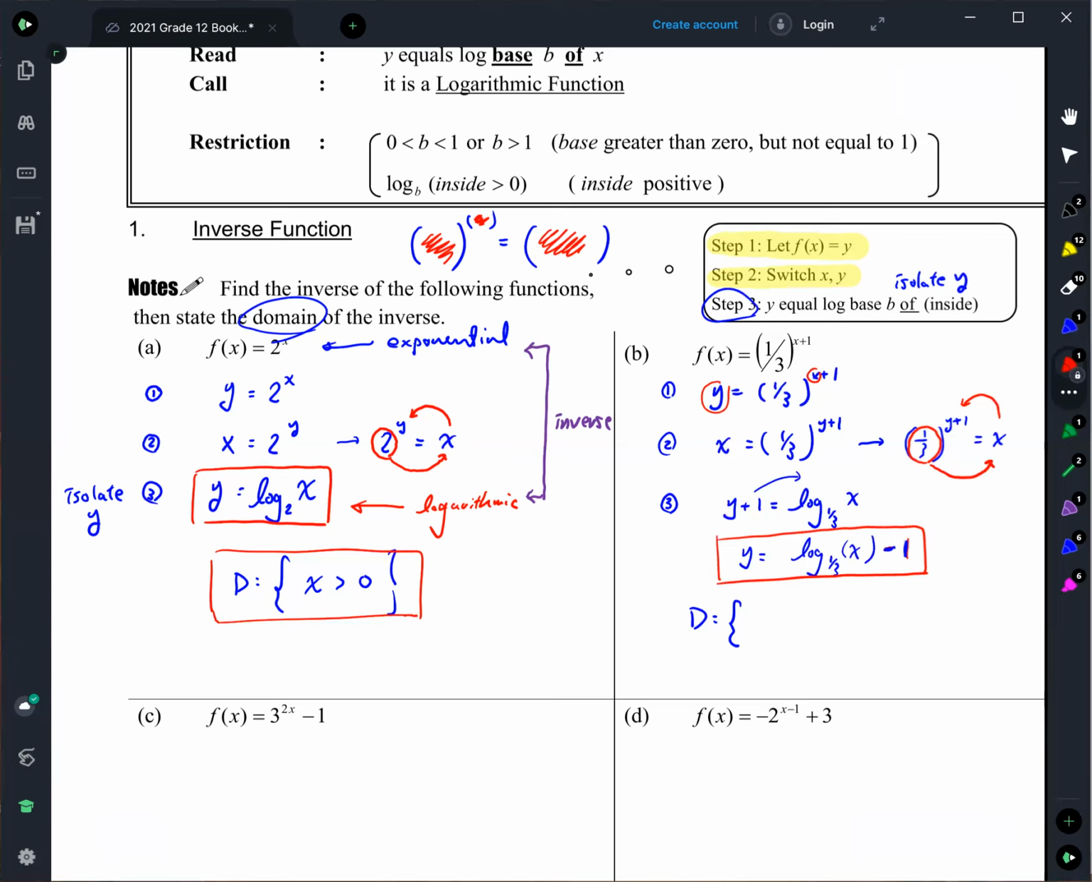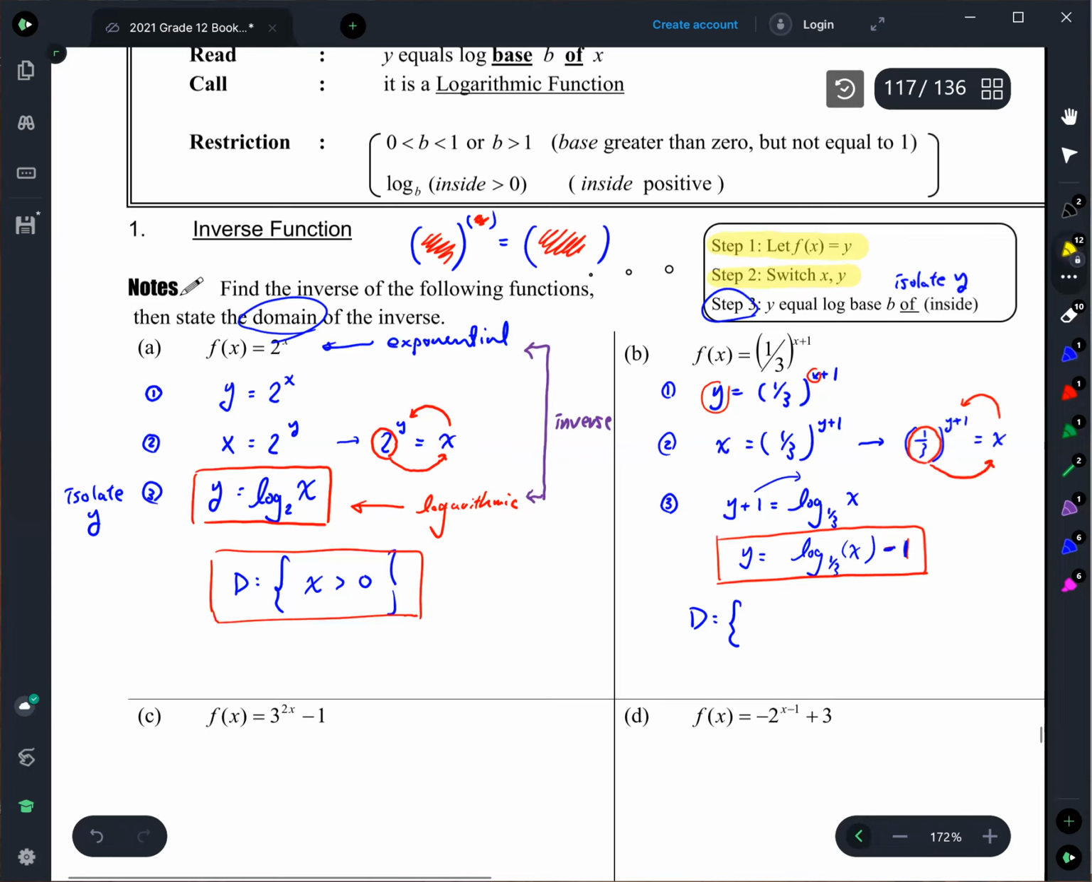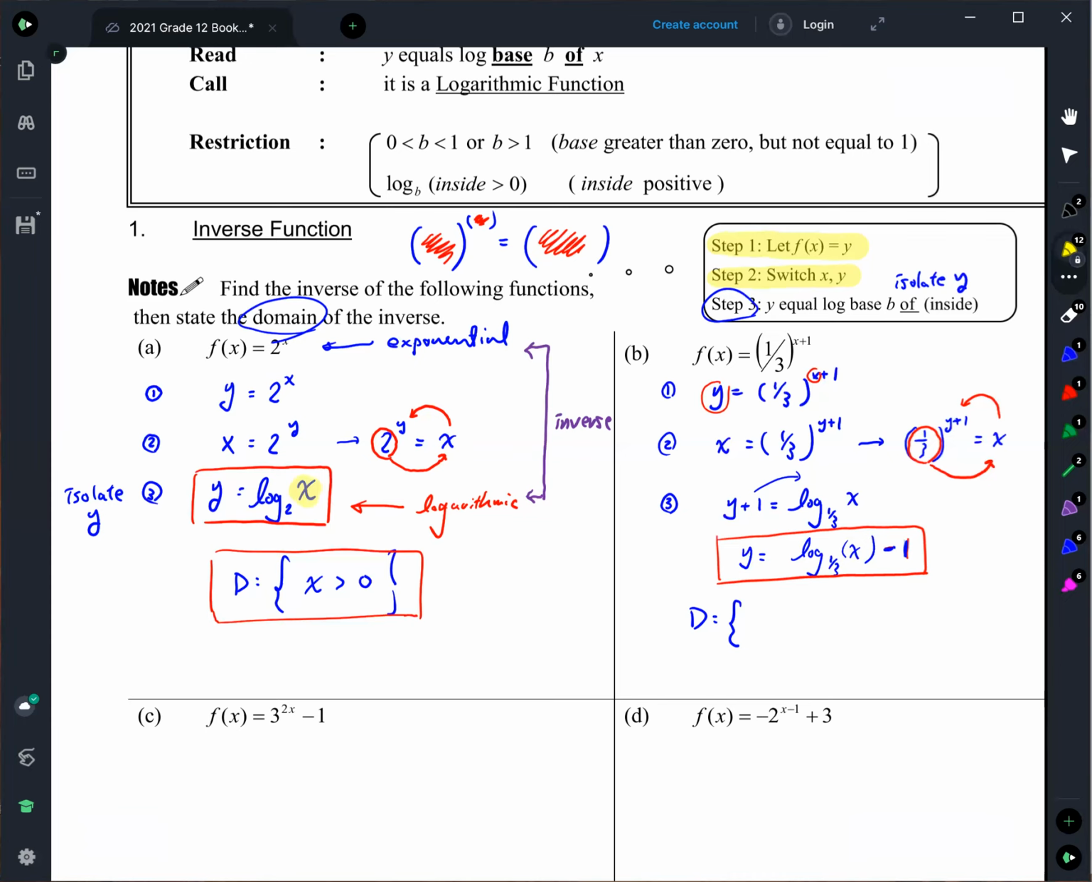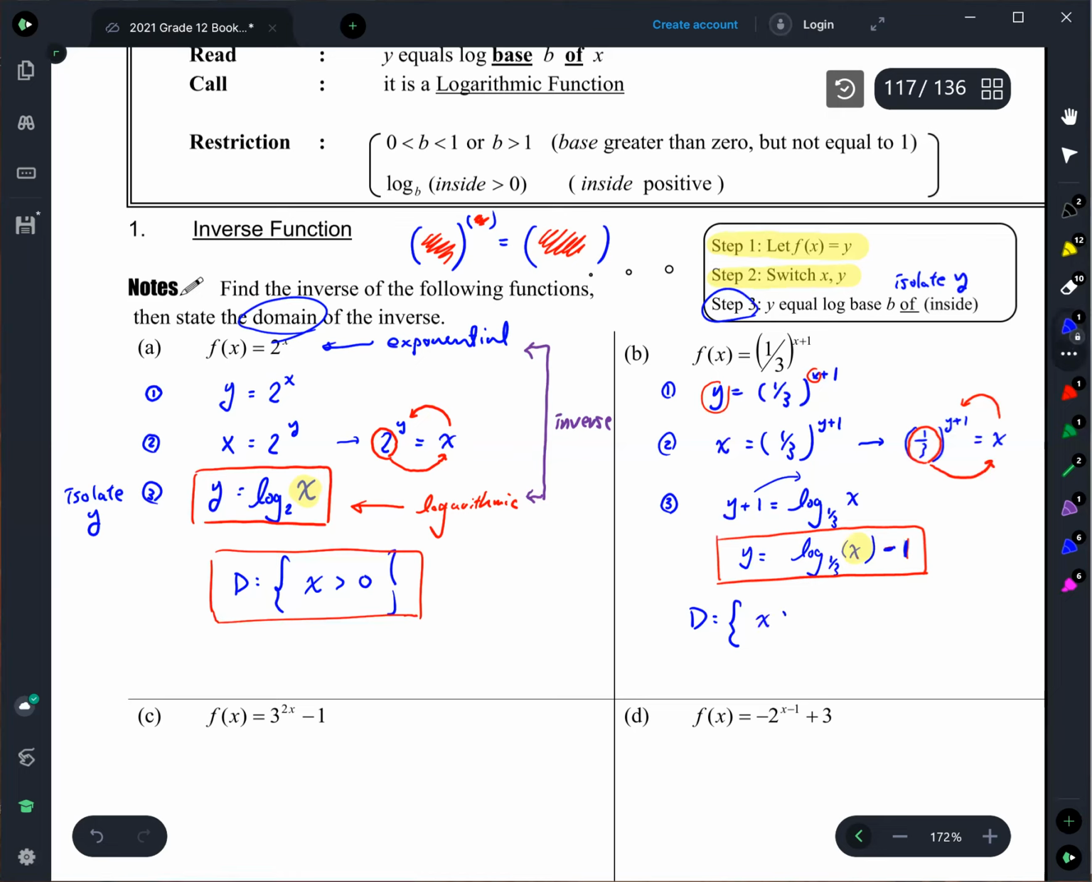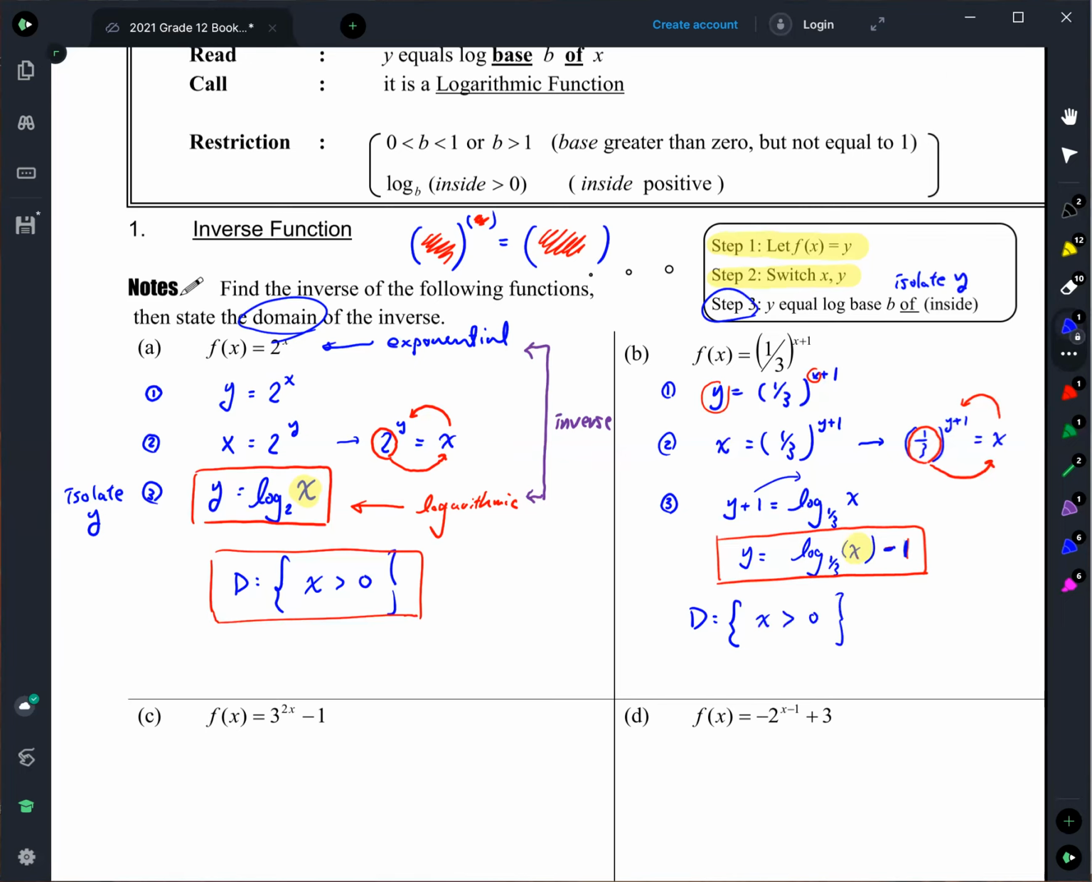Now for the domain, you look at what's inside the log. For the previous function, inside the log is x. For this one, inside the log is also just x. So the domain did not change, still x greater than 0. That minus 1 is not inside the log, so when you think about the domain, you don't worry about the minus 1. The inverse function and the domain, both together, is your answer. Please raise your hand if you finish this one.